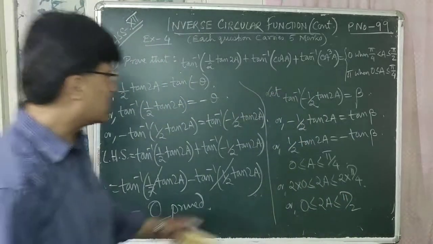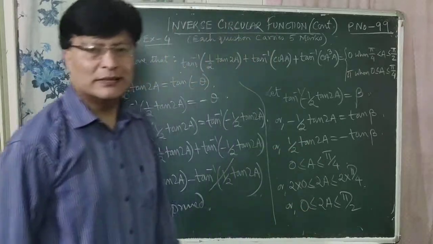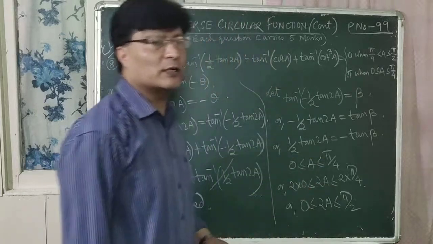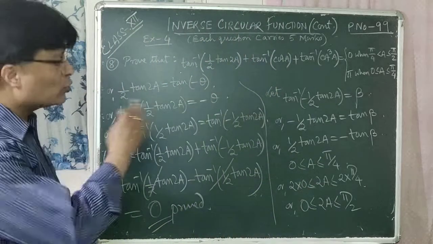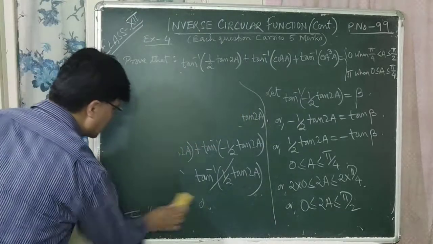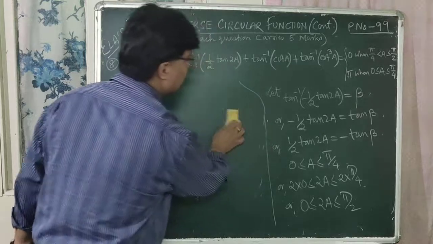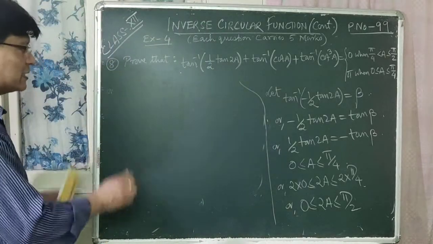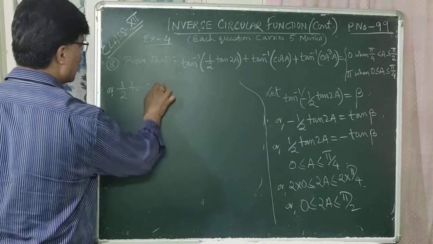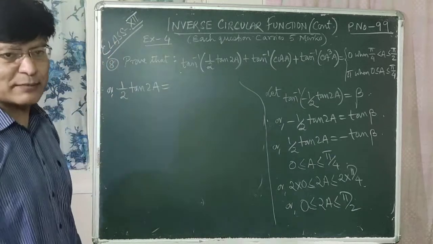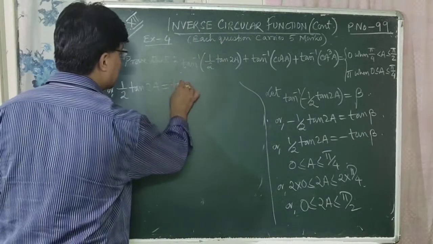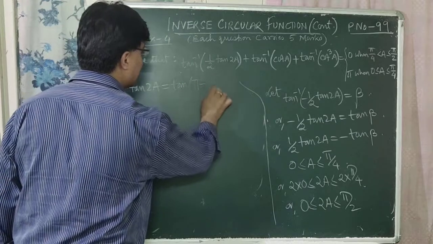That means this tan 2a lies in the first quadrant. The tan of 2a in the first quadrant should be positive, so you should write down the positive angle out there. Now how do we write the positive angle? Before, we directly wrote tan of minus theta. Now we will not write it that way. Half tan 2a is equal to minus tan beta. You should have the positive angle out there. So that's why you have to write tan of pi minus beta.